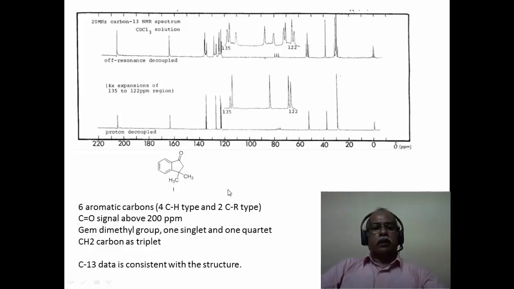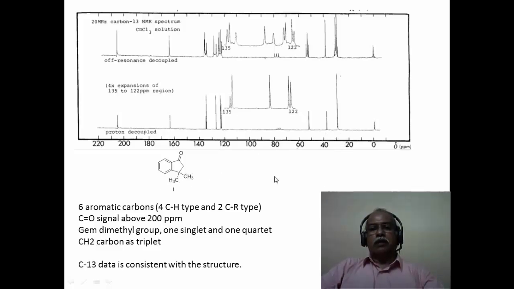The carbonyl carbon itself comes around 206 or 207 ppm in the carbon-13 spectrum. Because it is a 5-membered cyclic ketone, it comes around 206 or so. So the carbon-13 data is also consistent. If you look at the aliphatic region, there is a CH2, so it is a triplet in the off resonance spectrum. This carbon corresponds to the alpha carbon to the carbonyl. Then you have a quaternary carbon, which is a singlet in the off resonance spectrum. And these 2 methyl groups come as a quartet in the off resonance spectrum, around 29 or 30 ppm.